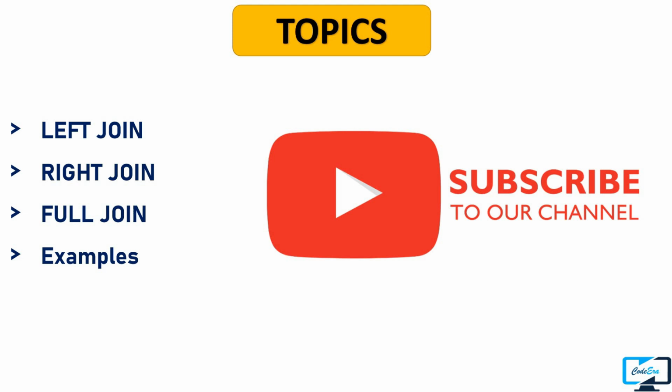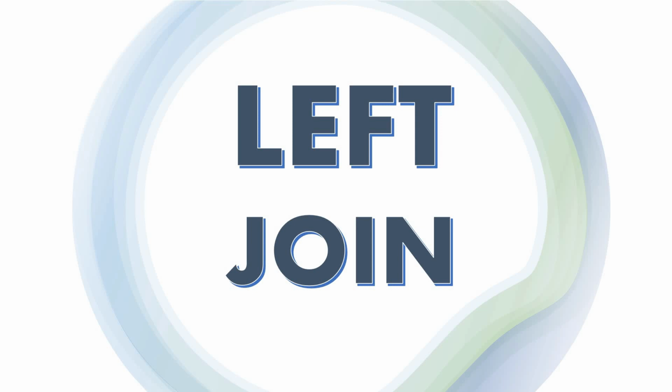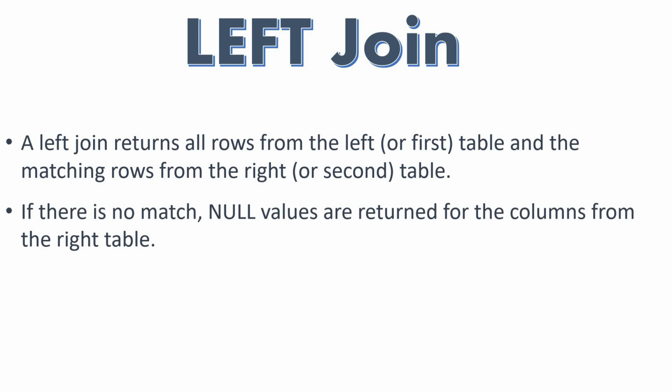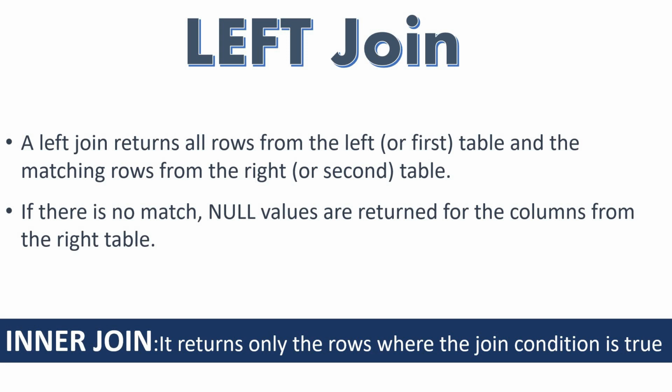So now let's first understand left join. So guys, when we join tables using left join, it returns all the rows from the left table and only the matching rows from the right table. So basically, this join focuses on the left table, and from the right table, it will return only matching values, and for the rest of the rows, it will return null for the columns from the right table. Unlike inner join, which only returns the matching rows from all the joining tables. So for the left join, our left table is the main table.